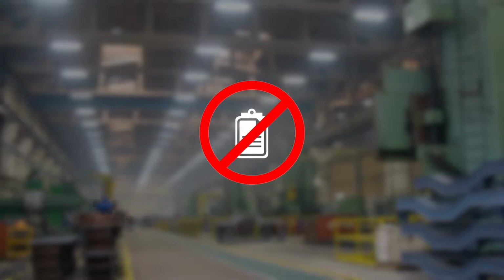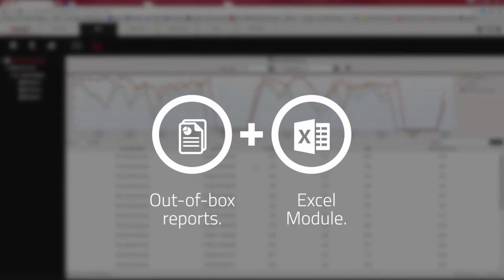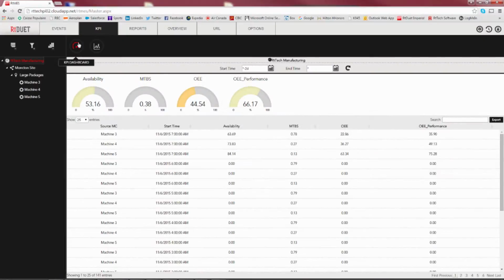RtDUET replaces stale monthly reporting with reports you can run anytime based on any time frame. High-cost pain points can be solved with root cause analysis, or choose a KPI set that reflects your key metrics.